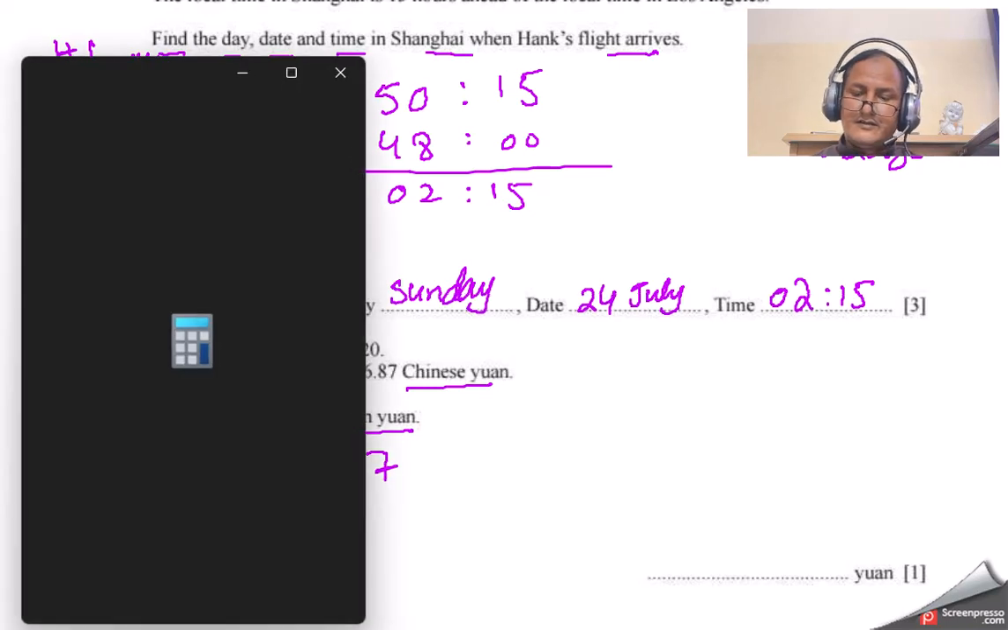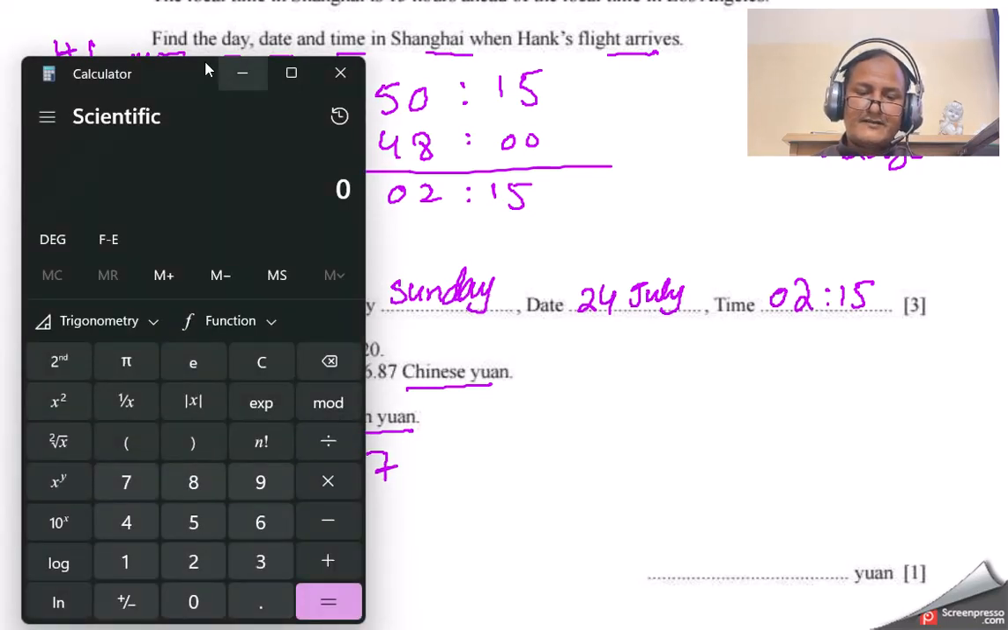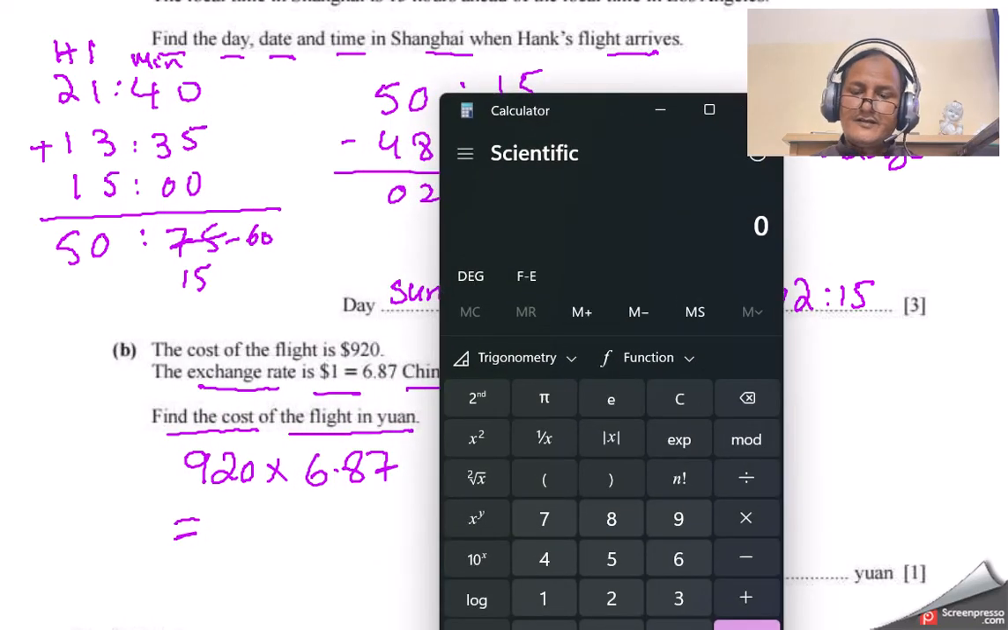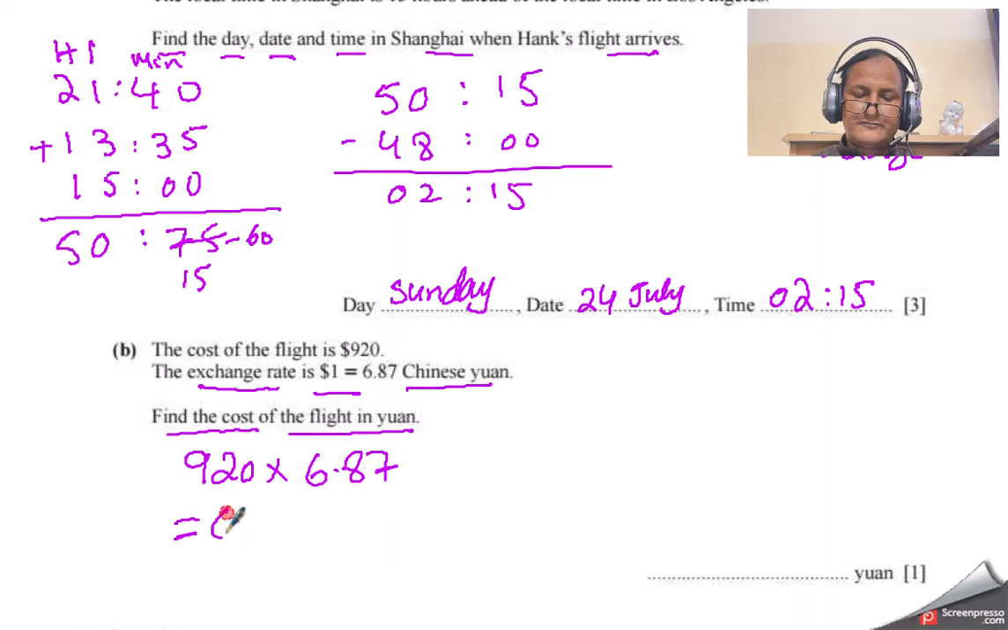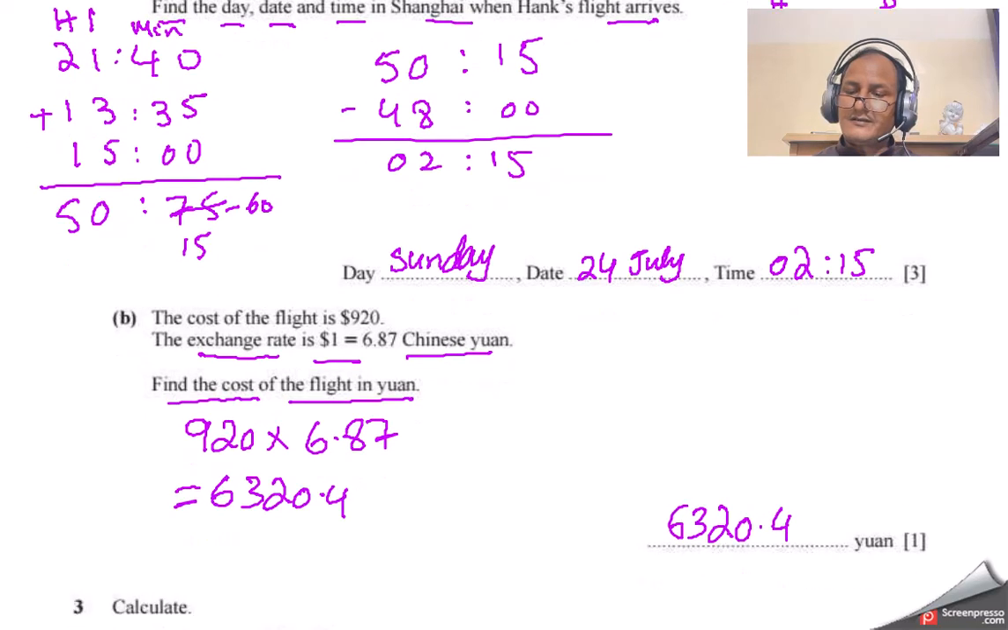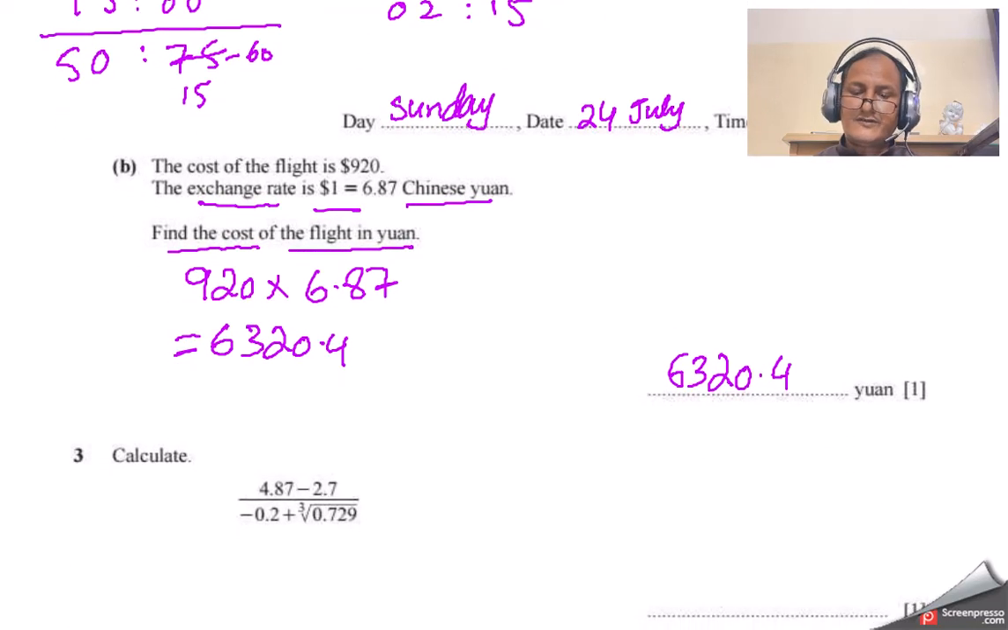With the help of a calculator, for example, we have 920 multiplied by 6.87, and it gives us 6,320.4 yuan. This is basically the answer. The 1 mark question was there.